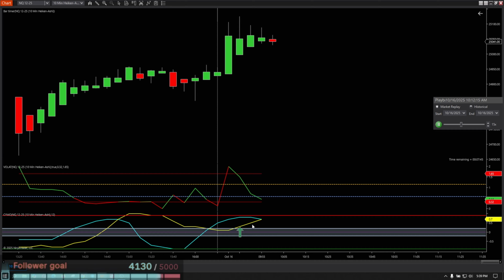The market is just still moving up, and it's not going to change directions until you actually get a cross with CYMO below the 0 line. That's the cyan line. That's what I'm looking at, below 0. Until then, the market still has potential to move.